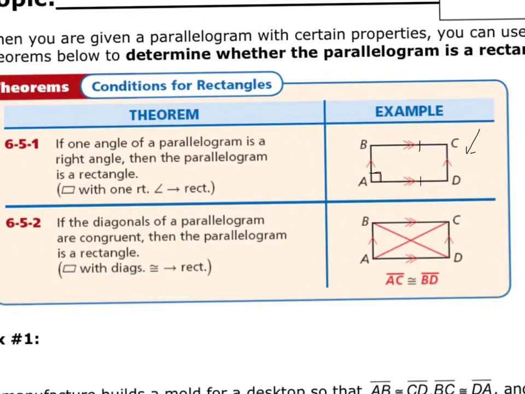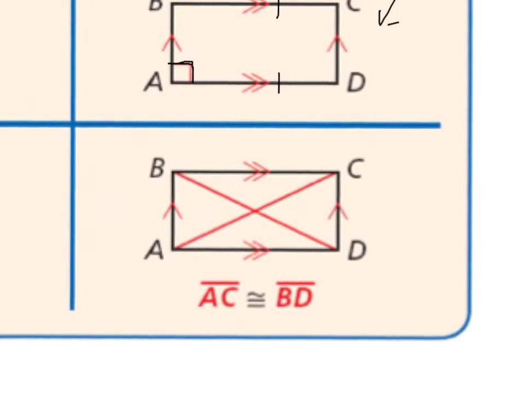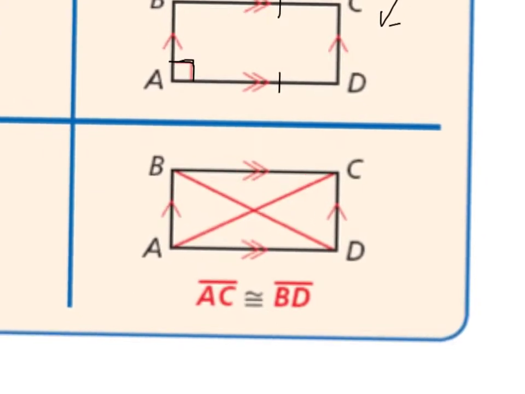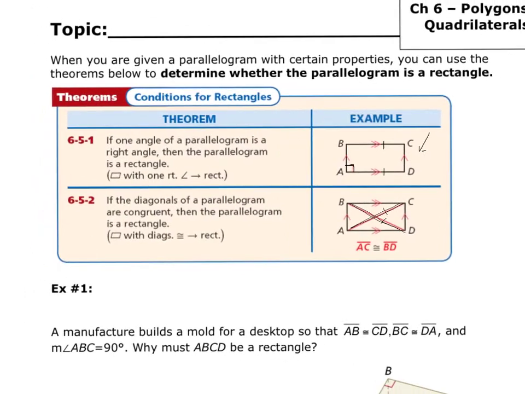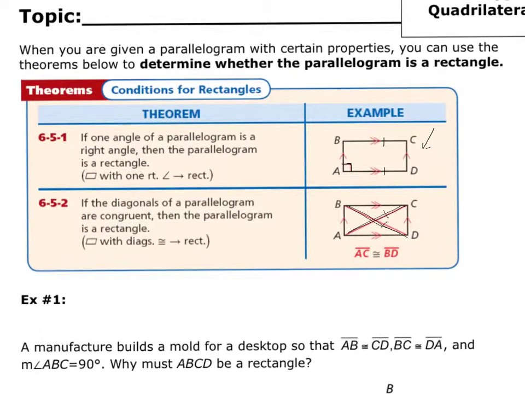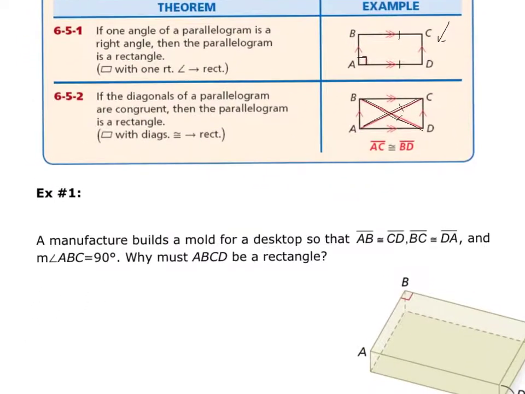Okay, second property, if the diagonals of a parallelogram are congruent, then the parallelogram is a rectangle. So if you know that it is a parallelogram and the diagonals are the same length, so this whole segment is congruent to this whole segment, then you have a rectangle. Okay, so those are the two things that you need to know about rectangles. Let's do an example.